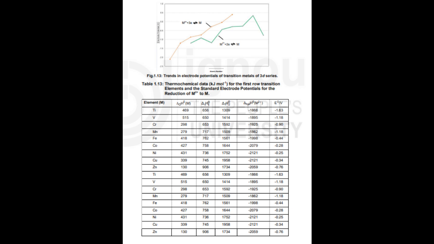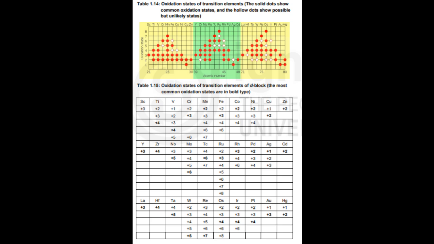The high energy to transform Cu(s) to Cu2+(aq) is not balanced by its hydration enthalpy. The general trend towards less negative E0 values across the series is related to the general increase in the sum of the first and second ionization enthalpies. It is interesting to note that the values of E0 for Mn, Ni and Zn are more negative than expected from the trend. Fig. 1.13 Trends in electrode potentials of transition metals of the 3d series. Table 1.13 Thermochemical data, kJ/mol, for the first row transition elements and the standard electrode potentials for the reduction of M2+ to M.